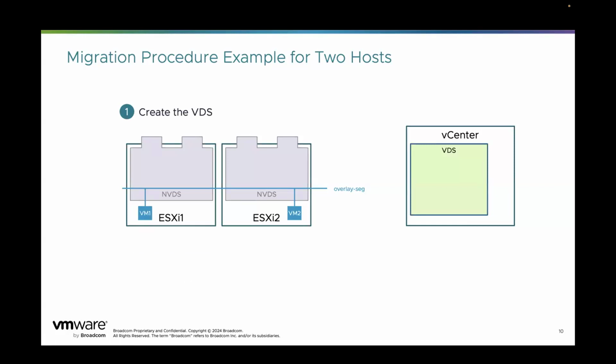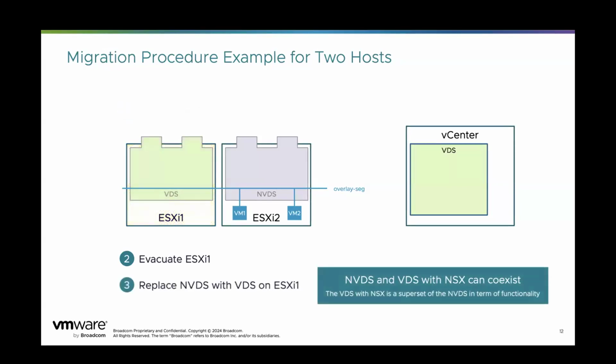Then what I'm going to do is that I'm going to evacuate. It's a little bit as if I was doing an upgrade of the ESXi host. I'm going to evacuate the VMs from one of my ESXi hosts and put it in maintenance mode. At that stage, I'm going to replace the NVDS that was existing on this ESXi host with a VDS. And the interesting part here, I can exit maintenance mode, and this host is now fully operational in NSX.